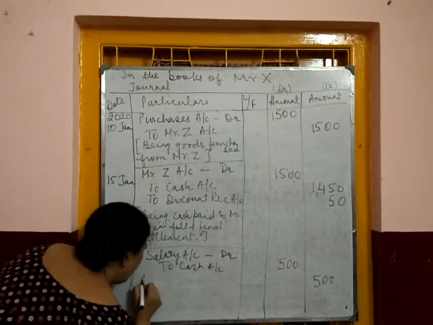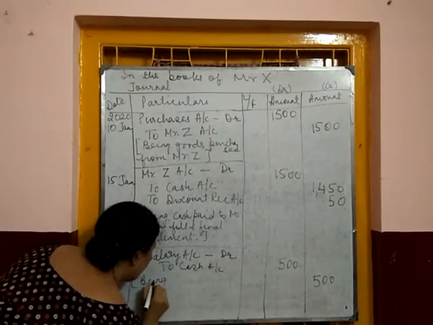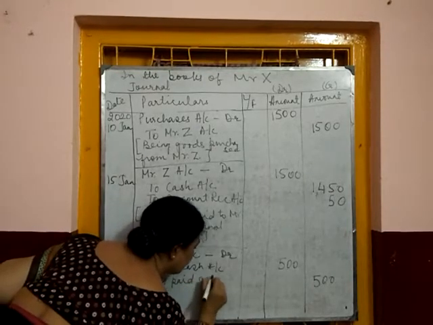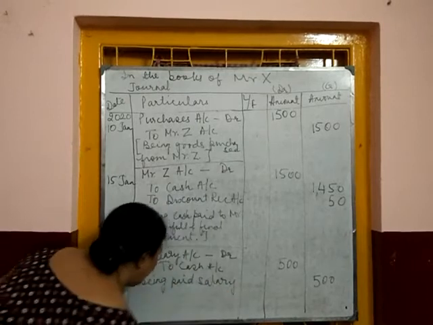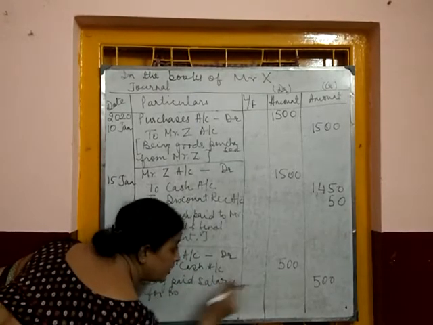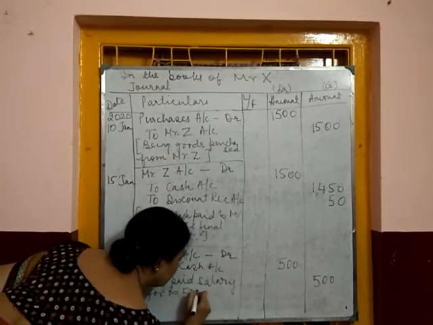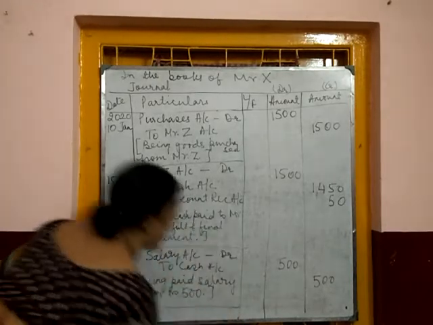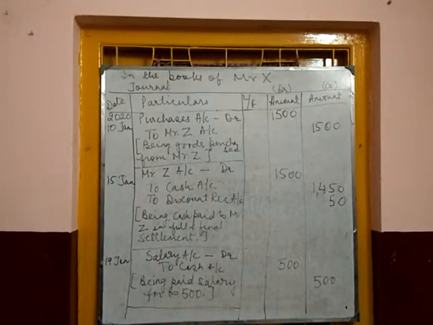And our narration will be: being paid salary for rupees 500. Okay, this will be our narration, and again we will draw a line from there. Okay, come on, hurry up, jot down this.